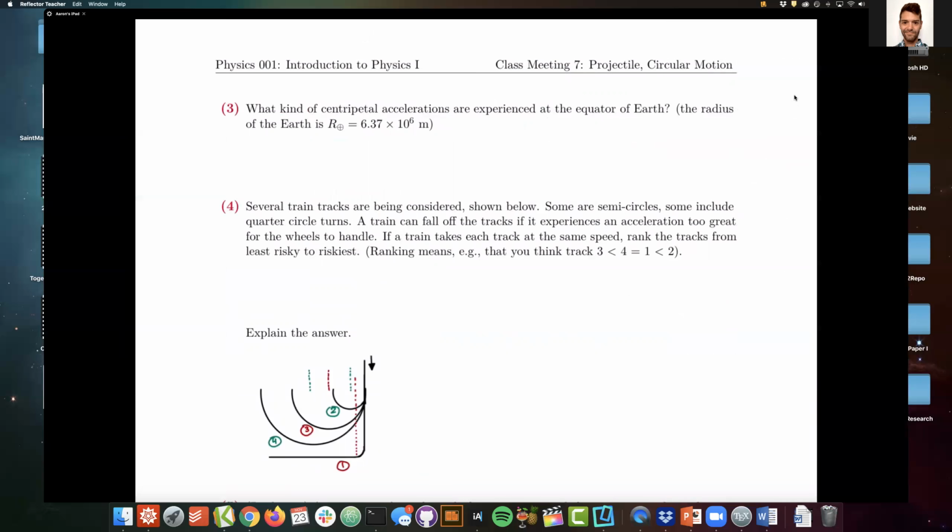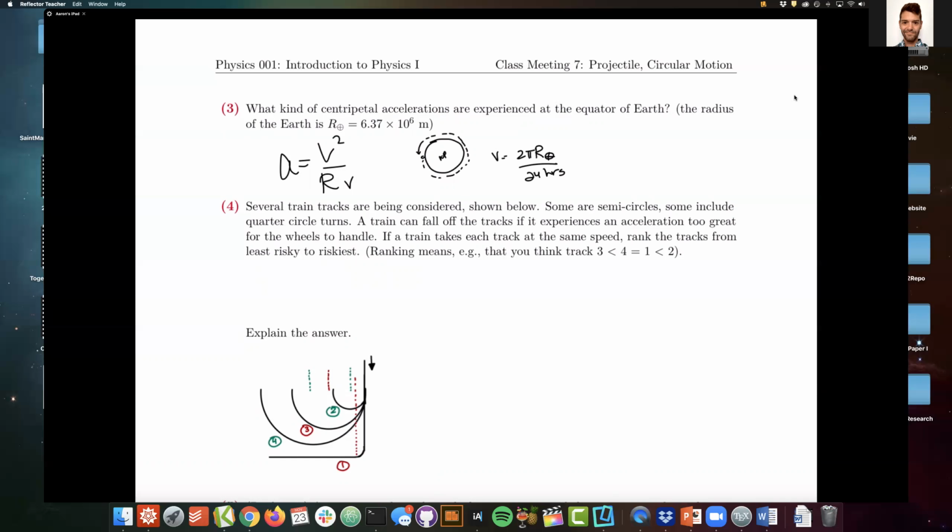What kind of centripetal accelerations are experienced at the equator of the Earth? So in that case, a equals v squared over r. I give you r. How could you find v in this case? Well, if this was a bird's eye view, so here's maybe the North Pole, someone on the equator goes around one circle every 24 hours, so the velocity is the full circumference of the Earth divided by 24 hours. Then you can plug those in.